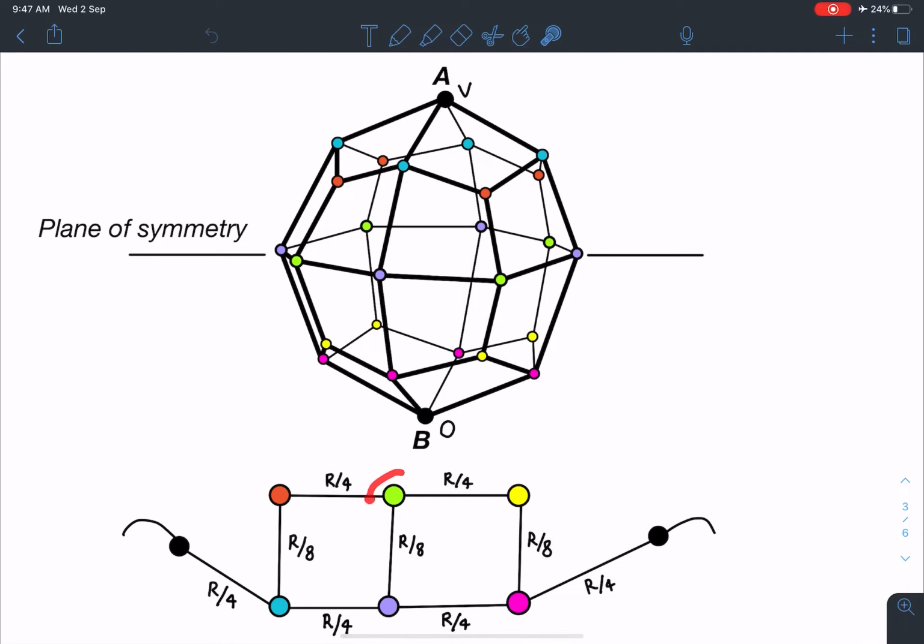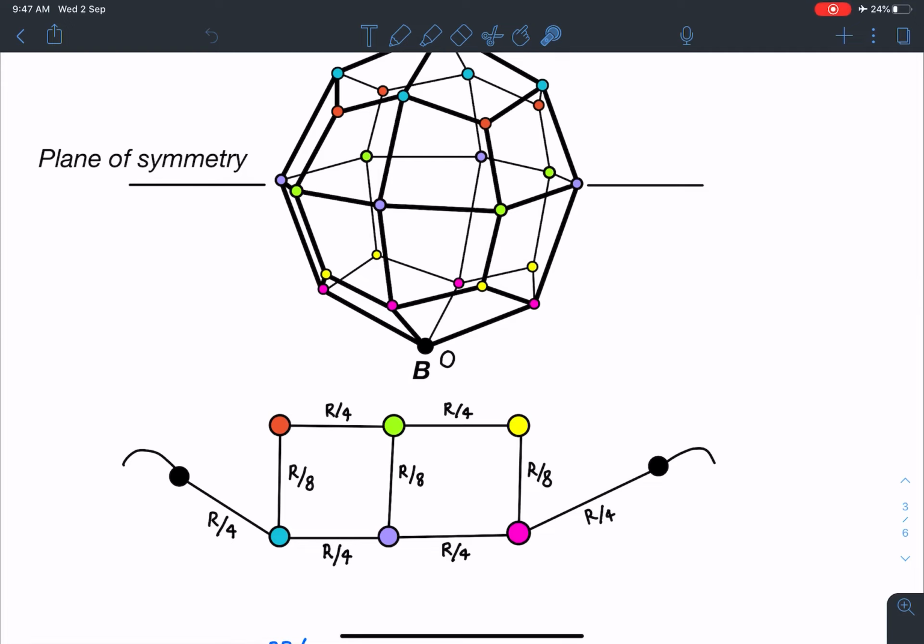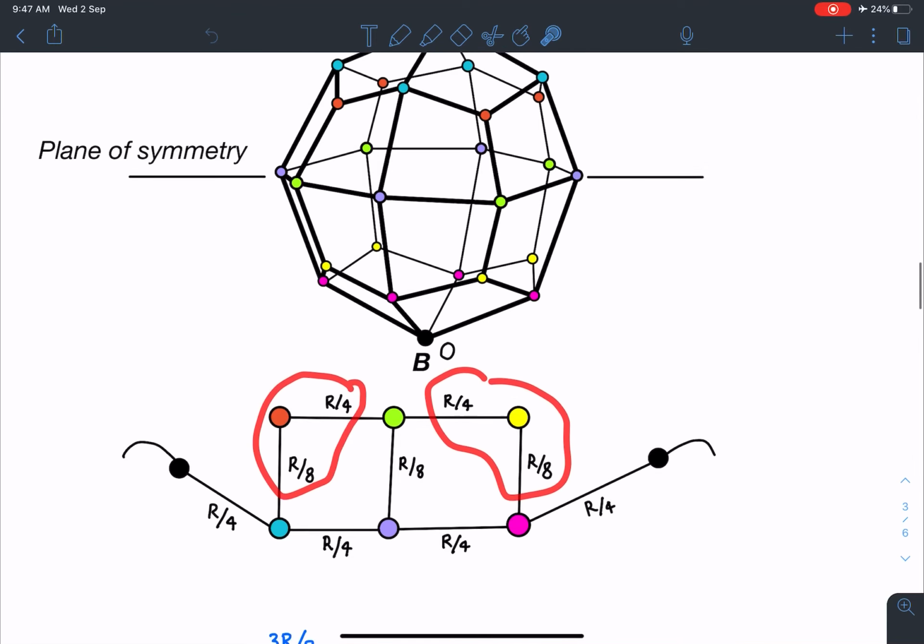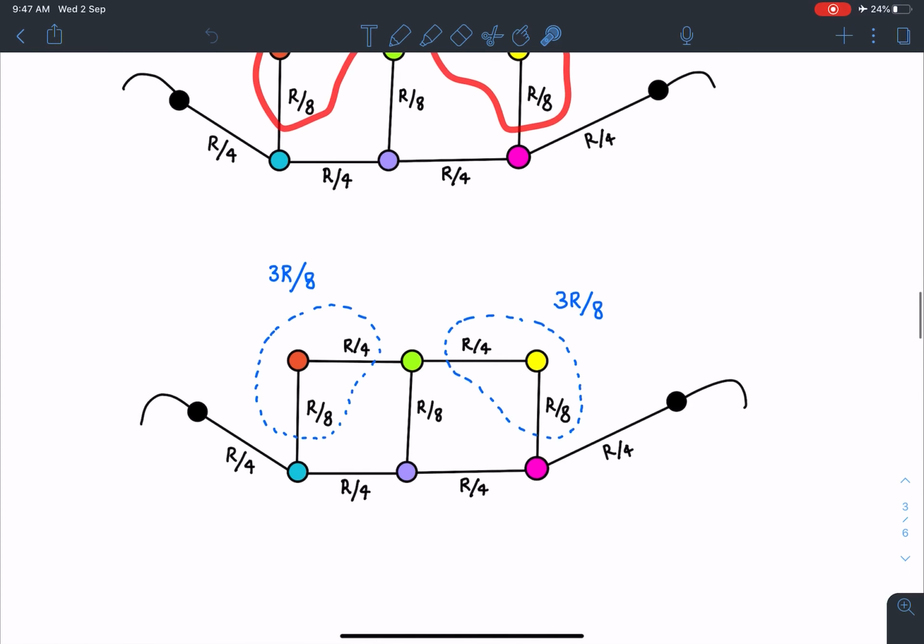And now between this green and violet color, if you see, 1, 2, 3, 4, 5, 6, 7, 8, 8 resistances. All of them are going to be in parallel. So this is R by 8. Now if you see this circuit carefully, these two resistances are in series and these two resistances are in series. R by 4 plus R by 8 are in series. So that is going to be 3R by 8, 3R by 8.